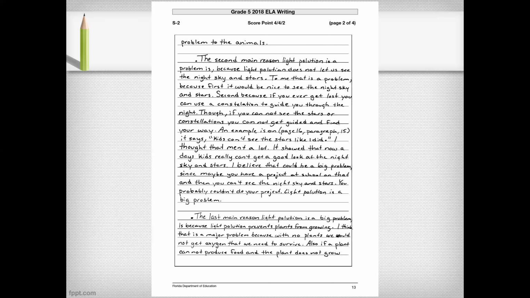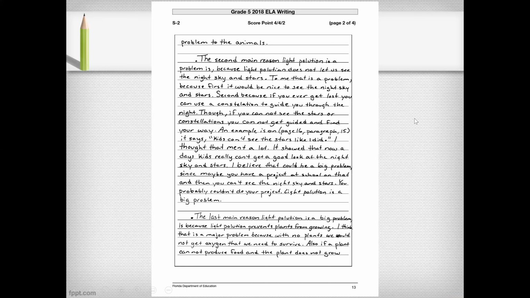The second main reason light pollution is a problem is because light pollution does not let us see the night sky and stars. To me, that is a problem because first, it would be nice to see the night sky and stars. Second, because if you ever got lost, you could use a constellation to guide you through the night. Though if you cannot see the stars or constellations, you cannot get guided and find your way. An example is on page 16, paragraph 15. It says, kids can't see the night stars like I did. I thought that meant a lot. It showed that nowadays kids really can't get a good look at the night sky and stars. I believe that could be a big problem since maybe you have a project at school on that and then you can't see the night sky and stars. You probably couldn't do your project. Light pollution is a big problem.